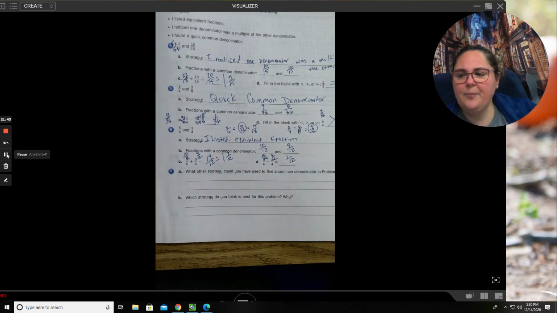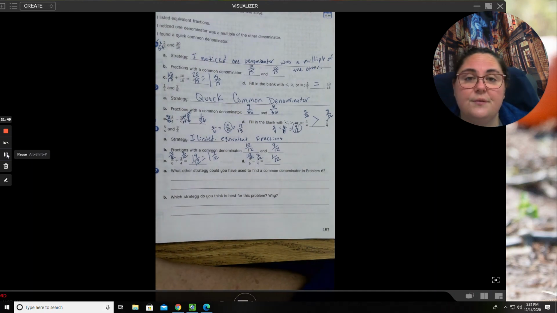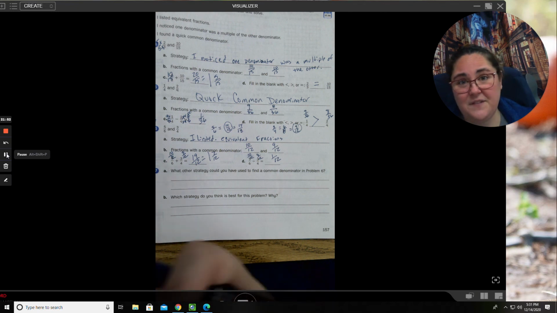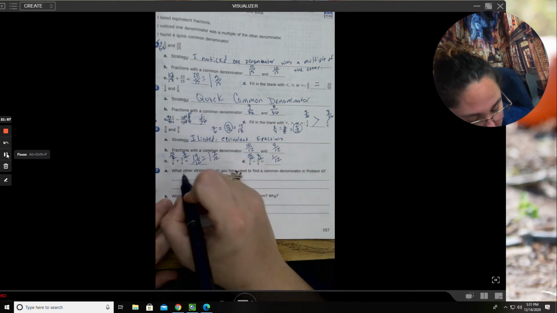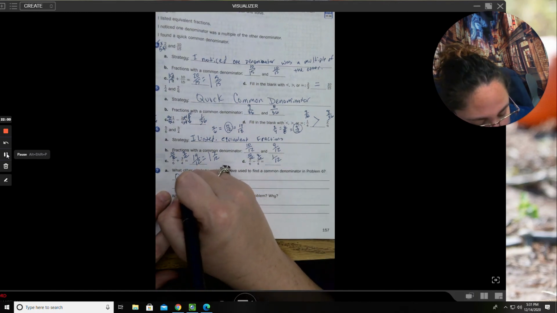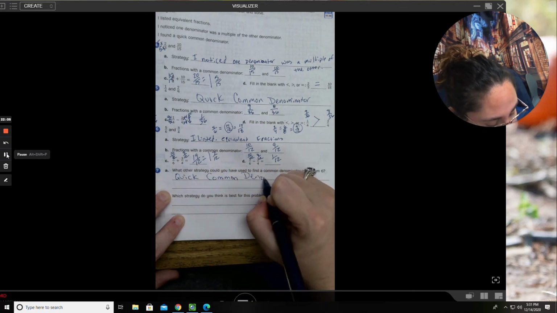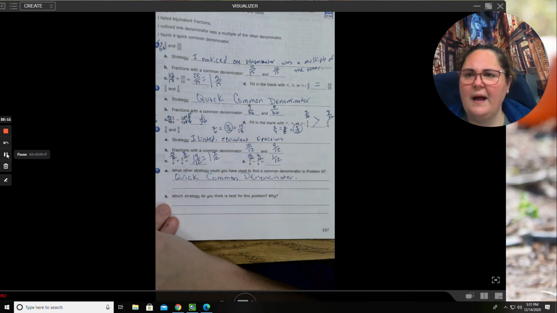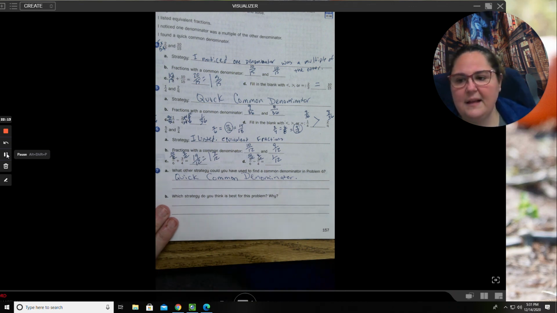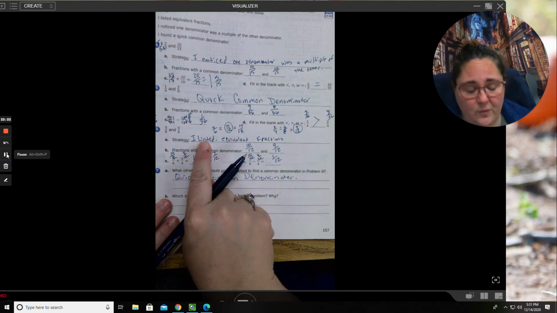All right, looking at problem 6. There is another strategy I could have used. I could have done the quick common denominator, right? What other strategy could I have used? Quick common denominator. Which strategy do I think is best and why? Well, for me, I think this strategy is better because my numbers are smaller. It's easier to work with.